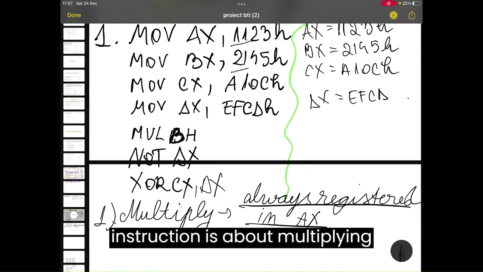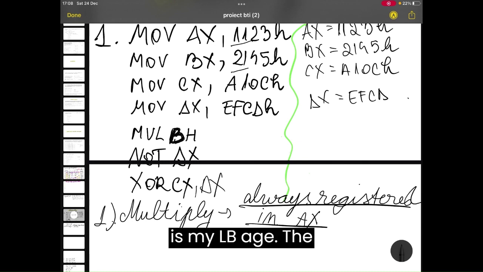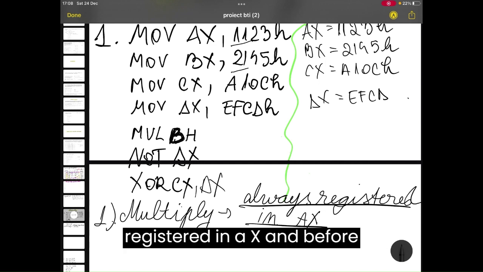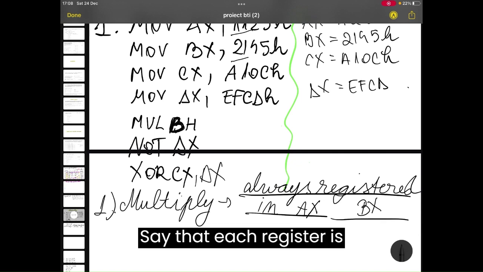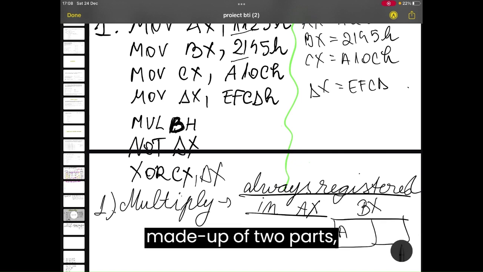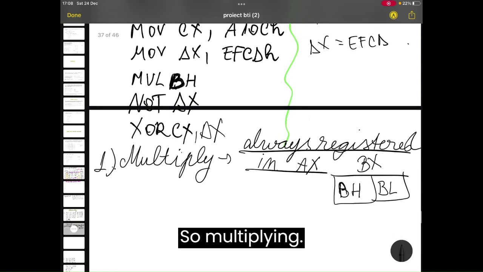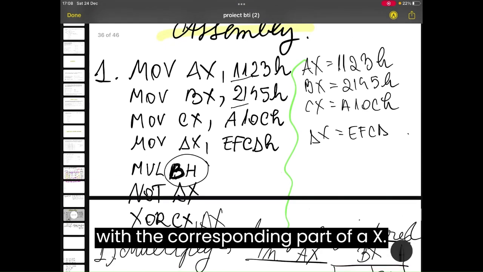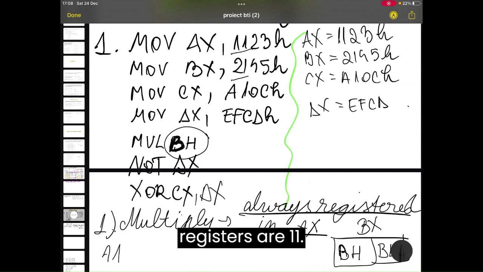The next instruction, the MUL instruction, is about multiplying something. And here is MUL BH. The answer of this instruction is always registered in AX. And before I start multiplying, I must say that each register is made up of two parts, the high part and the low part. So multiplying BH, we will be multiplying it with the corresponding part of AX. So both higher parts of these registers are 11 and 21.